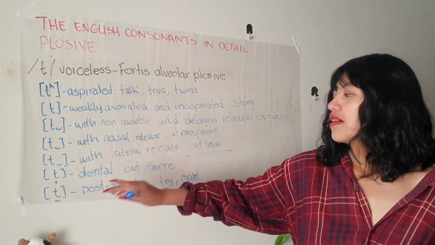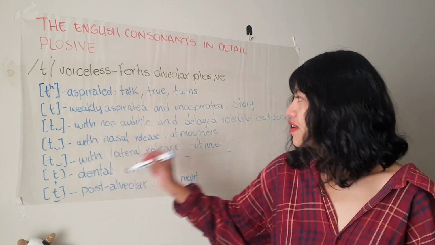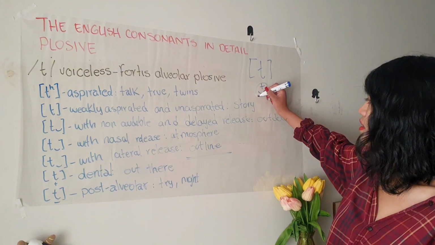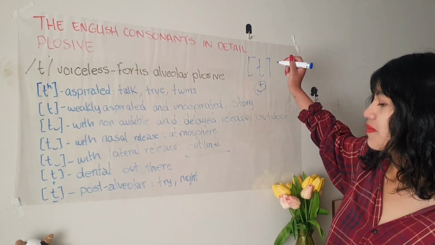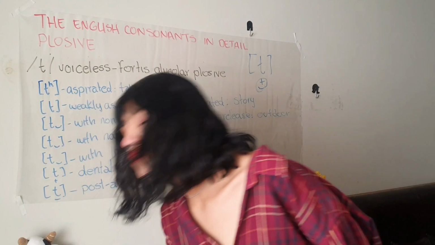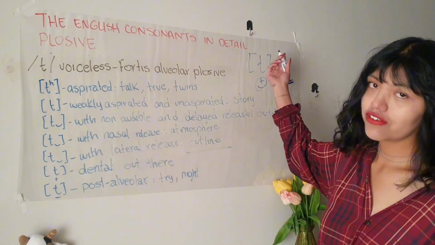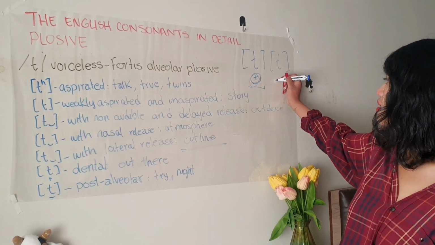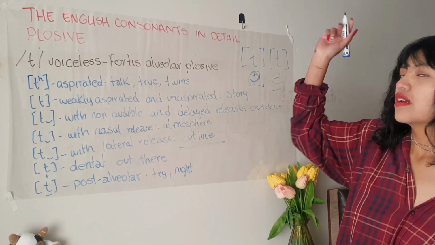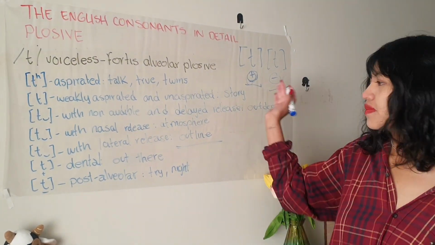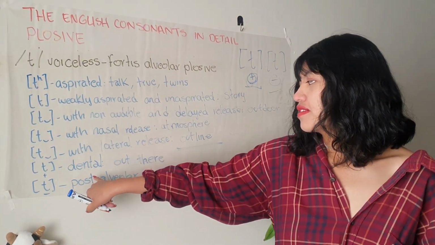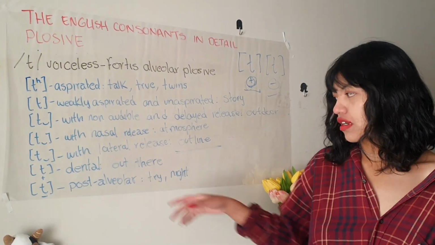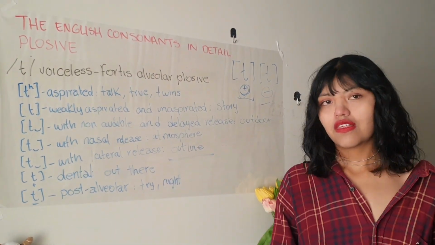We have now this diacritic, something like this, with a little plus here. It means that it is, in Spanish, vocal frontal, or when we have it like this, it's because we have in Spanish vocal posterior. So here it's dental, in the example, for example, out there. We don't say out there, we say out there.